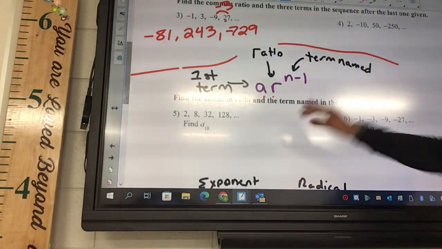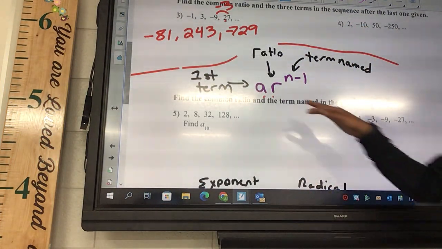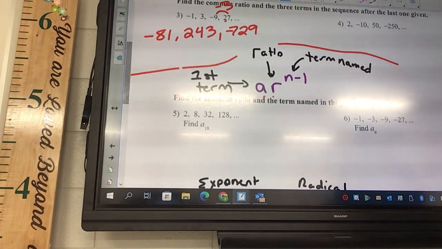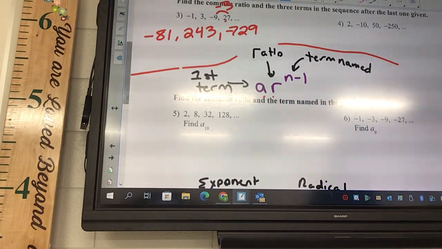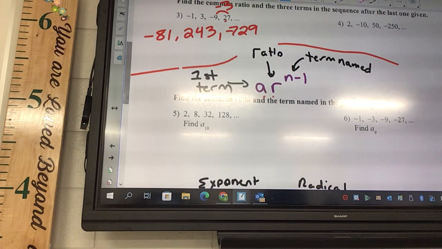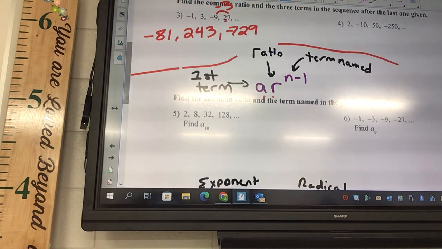Okay, for the next part though, you do need that formula. A times R to the n minus 1, where A is the first term, R is your ratio, and n is the term number. So they're telling you to find term 10 or 9 or whatever. Okay, so what is our first term?